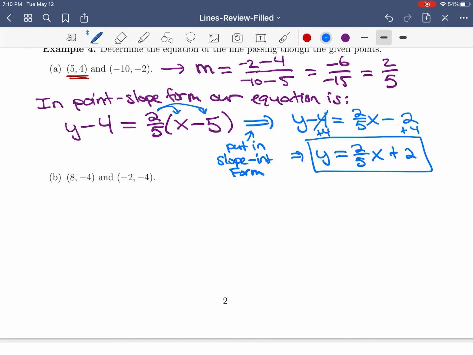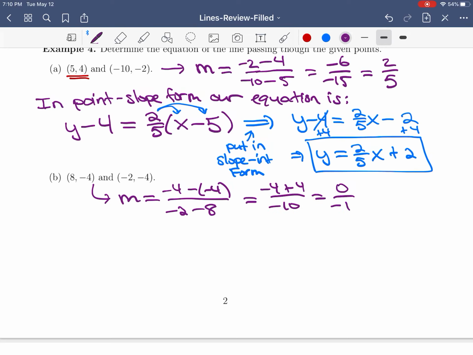Okay, maybe let's do one more here. So we have these 2 points, 8, negative 4, and negative 2, negative 4. Again, neither of them is the intercept. So we want to find the slope. So I take one y value minus the other y value over x minus the other x. So here I have negative 4 plus 4 over negative 10. This is 0 over negative 10. So I get a slope of 0.